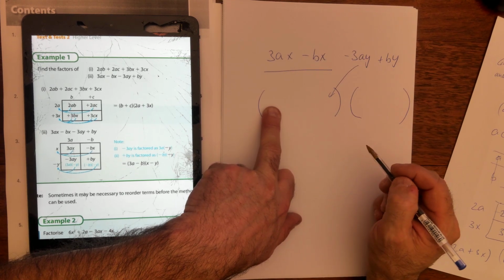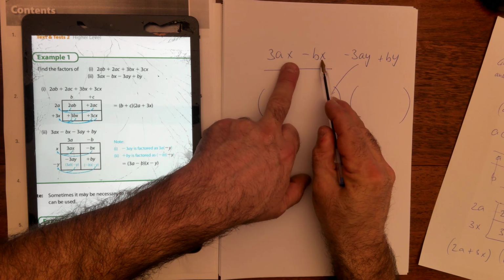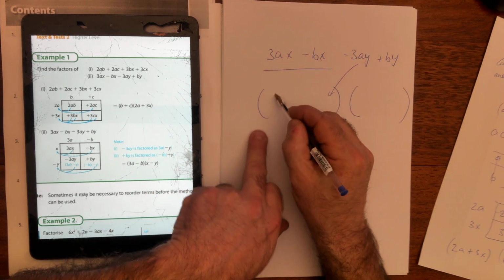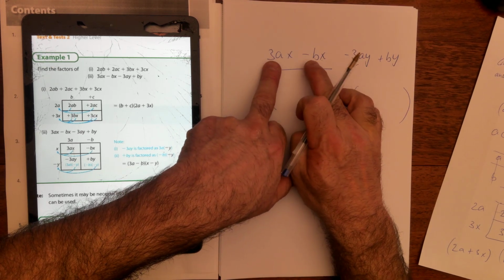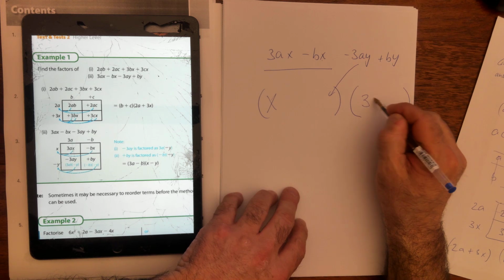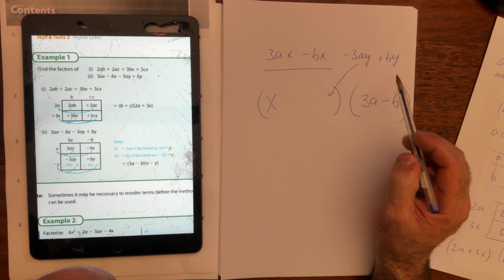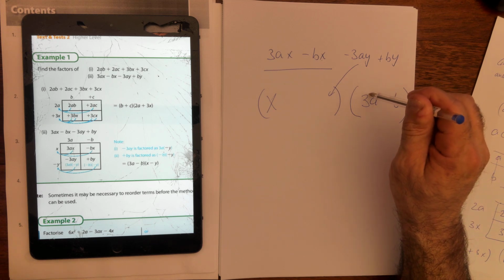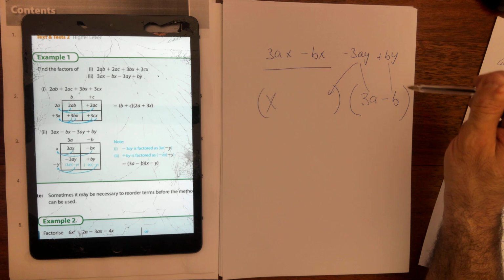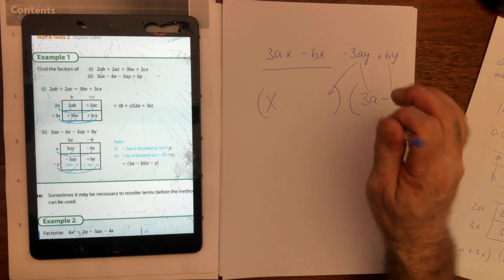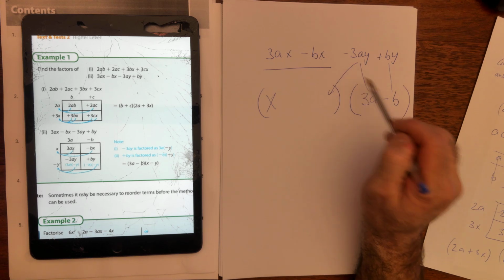It's that simple. So what's in common between these? X is. So we'll put the x here. What's left behind? 3a, take away b. Now, we have to associate, it's kind of obvious, which goes with which. That goes with that, and that goes with that. They could be crossed over and back depending on how they've messed around with the order. But generally speaking, it'll go like this.